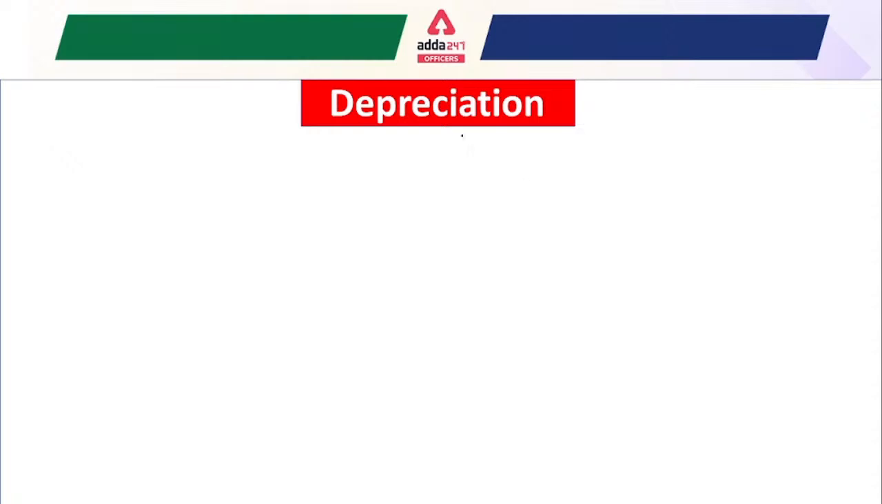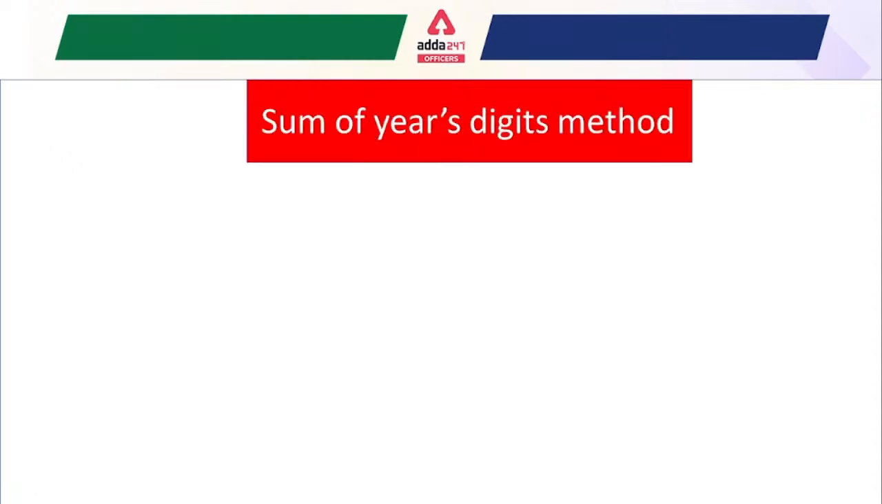Now we are going to understand another method for calculating depreciation, that is the sum of year digit method. Like I always say, accounting is very simple. The only thing you have to understand is that every term in accounting itself represents its name. The sum of year digit method itself represents that here we have to sum the years digits.